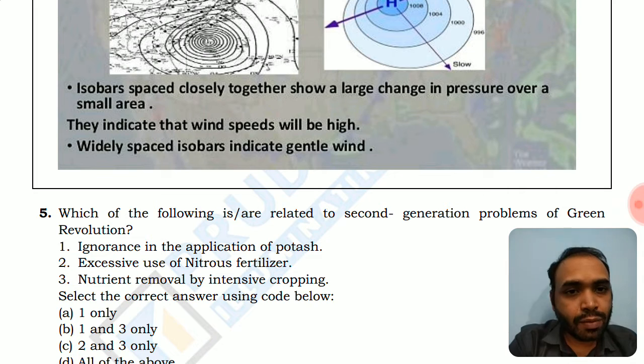The nutrient removal by intensive cropping. Yes, intensive cropping, which happened after the green revolution, is going to harm the sustainable nutrient retention of the soil of the local area. That is definitely going to disrupt the nutrient enrichment process due to the intensive frequency of cropping. So all the options seem correct.